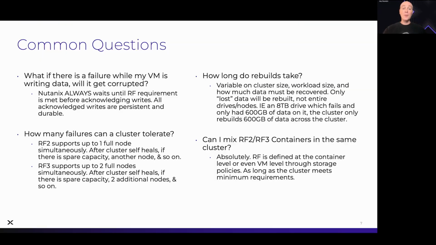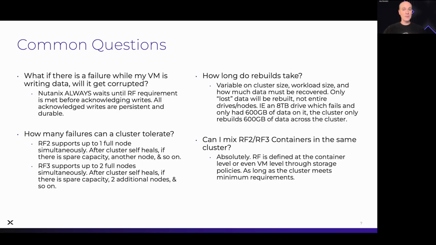Going to talk about a couple more common questions. One of the first ones that usually come up, especially from storage engineers or folks with a lot of storage experience, is, hey, what exactly happens to my VM or to my data, if while it is writing that data, there's some sort of failure, right? So one key thing to note about Nutanix is, and I capitalized it, this is true, take this to the bank. Nutanix always waits until the RF requirement is met until it acknowledges writes. Okay, always.